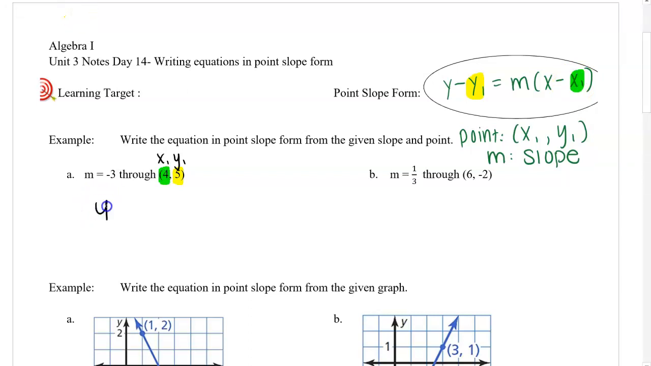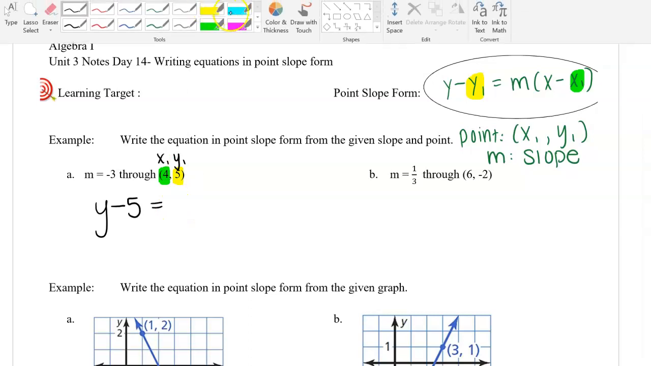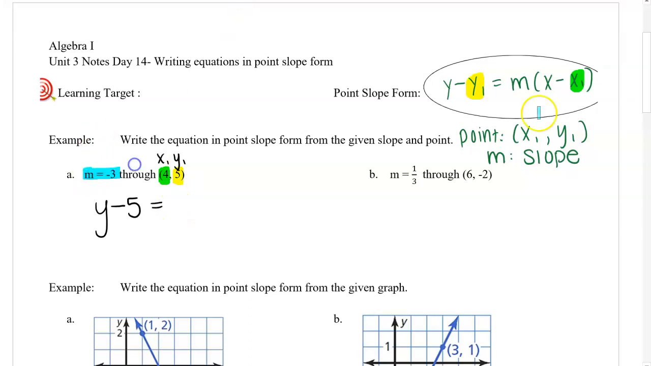When I write my equation, y minus 5 equals, m comes next, so the slope that I see is going to go in front of the parentheses, -3 parentheses x minus 4.